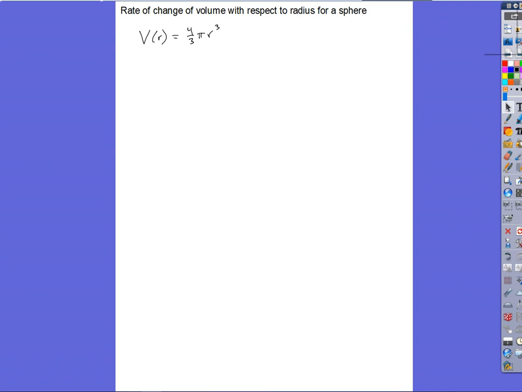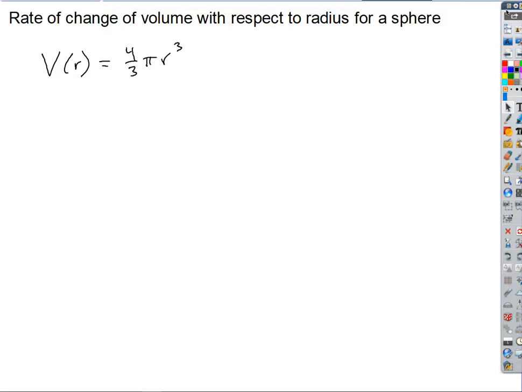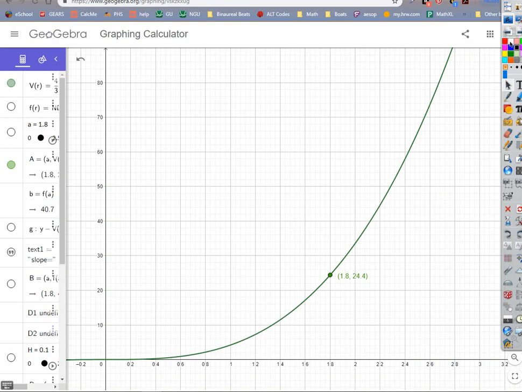So if I graph that function, R is going to be the independent variable, so we graph R on the horizontal axis and V on the vertical axis, and that's what we get, right? So for any input of R, I get back a value of V. If I input 1.8 for R, I get back a volume of 24.4, right? Whatever units we're talking about, cubic centimeters, cubic meters, whatever we're measuring R in.